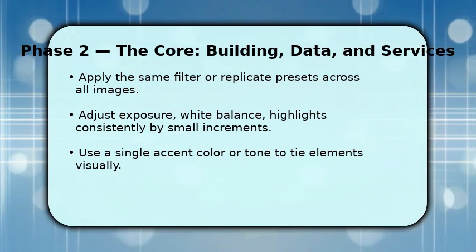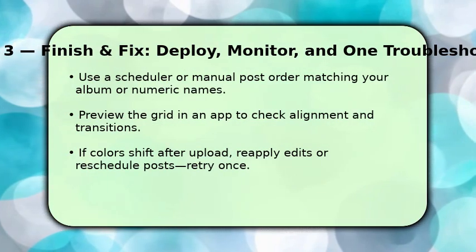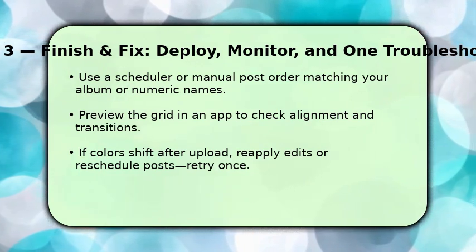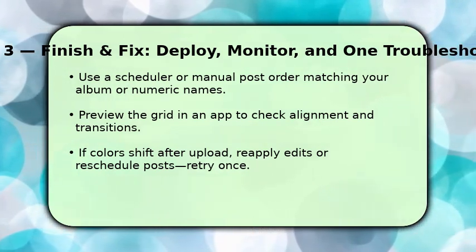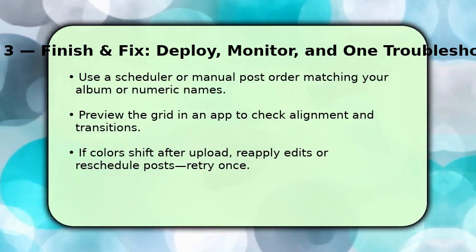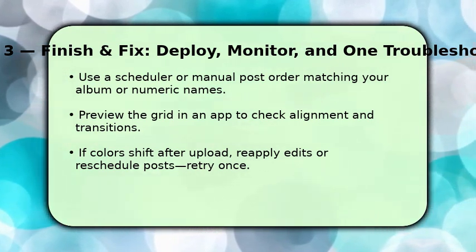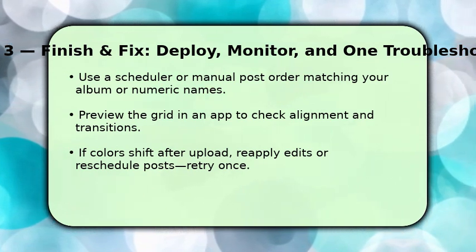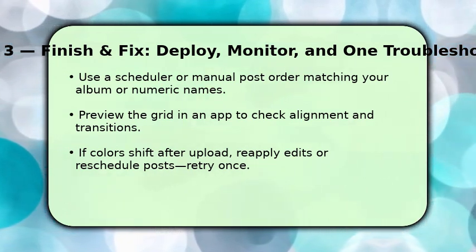Finally, publish in the plan sequence. Use a scheduler or post manually following your numbered order so tiles land as intended. Preview the grid in Instagram or a mockup app before you hit publish. Make slight caption or spacing adjustments to enhance flow, and stagger posts if you want breathing room between tiles.